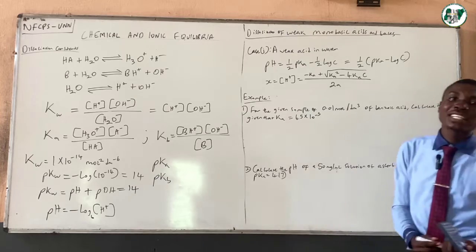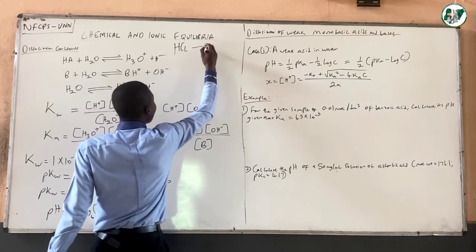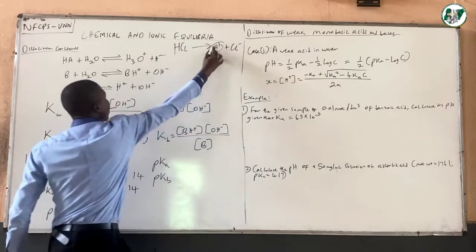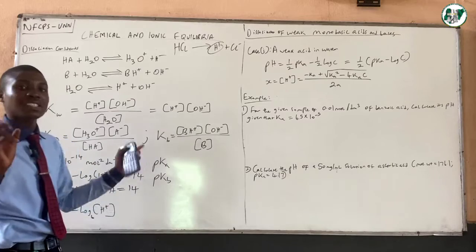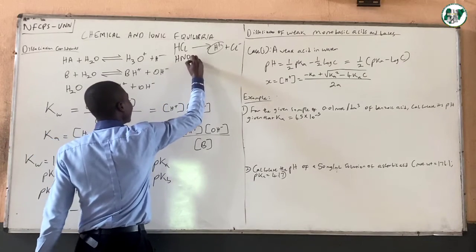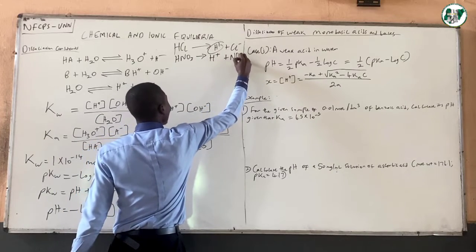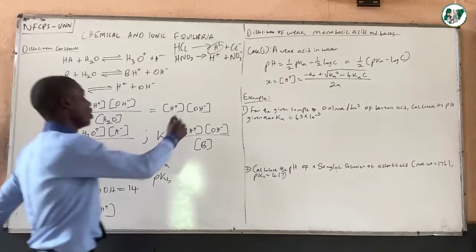An example of a monobasic acid happens to be HCl, because when you dissociate, HCl will give us H+ plus Cl-. So this is one replaceable hydrogen ion. That's why it's called monobasic. The basicity is 1. Another example is HNO3. HNO3 is monobasic because it gives H+ plus nitrate. All right, are we together now? So that is monobasic because it has just 1.